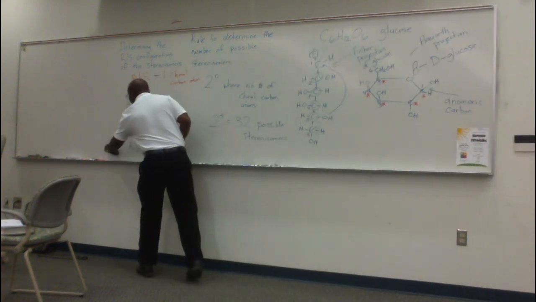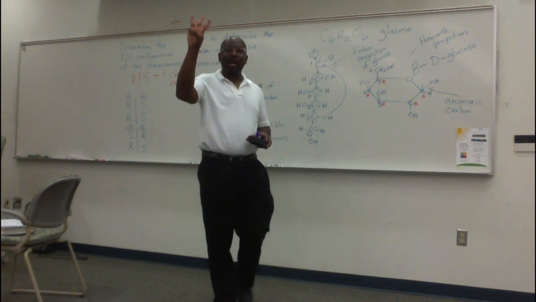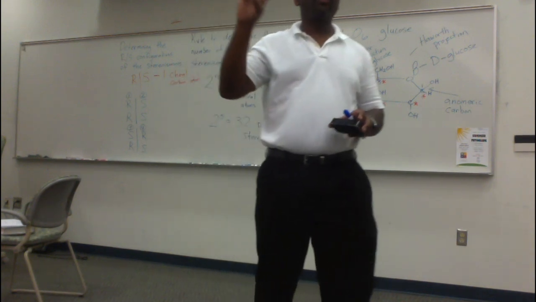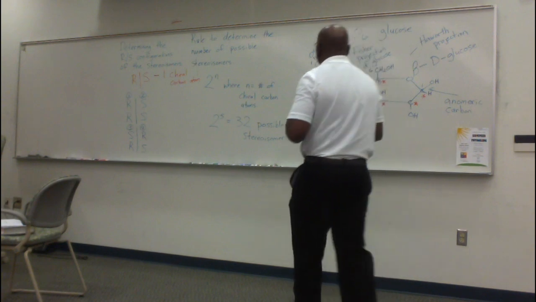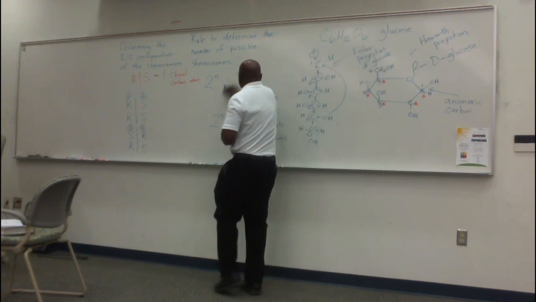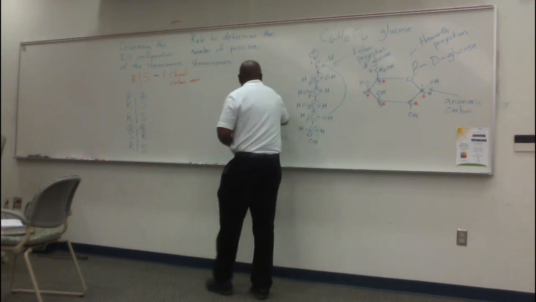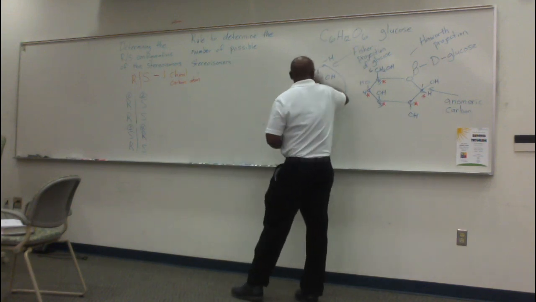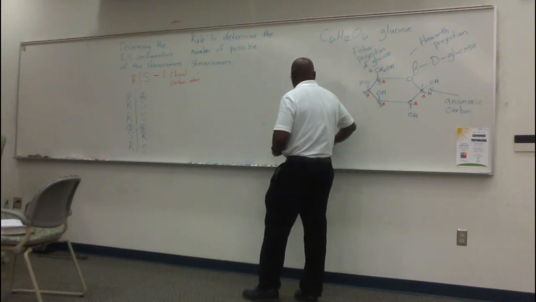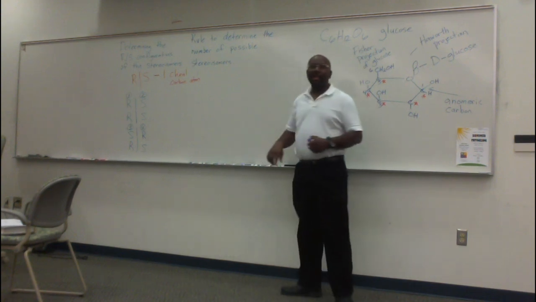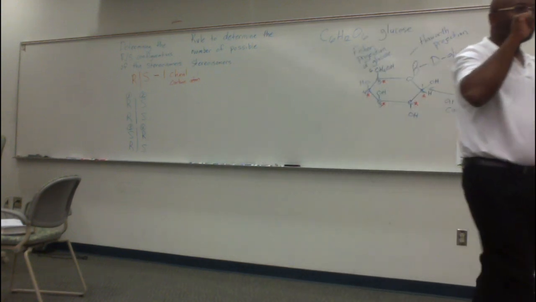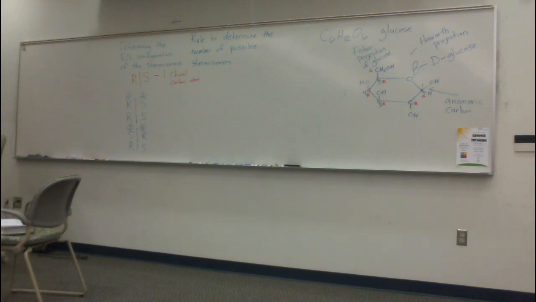Now, what if I had three chiral carbon atoms? How would I do my combinations? For every chiral carbon atom, I need a letter. The only letters I have are R and S.